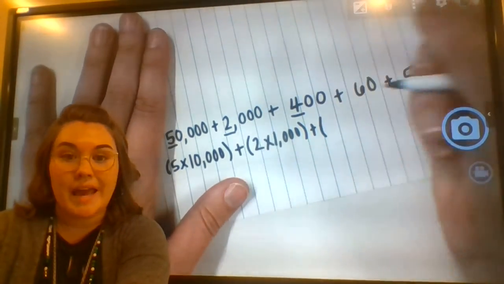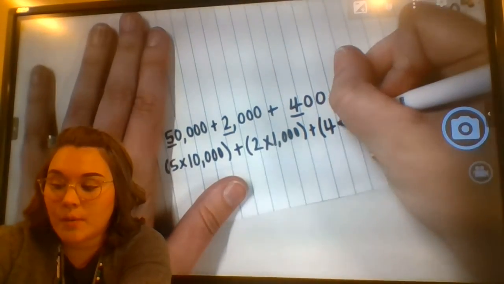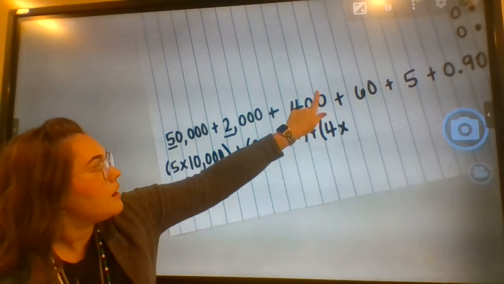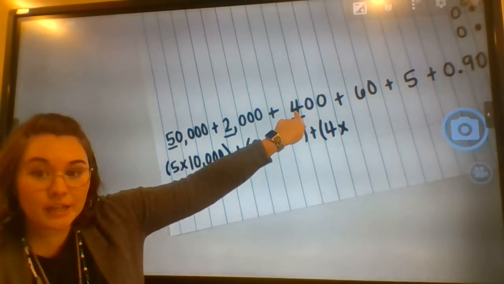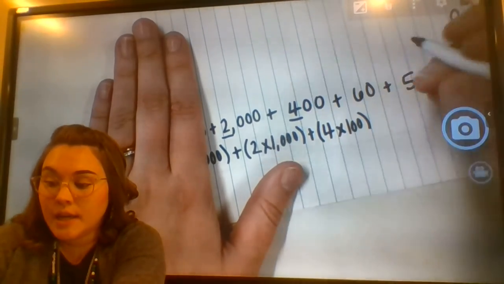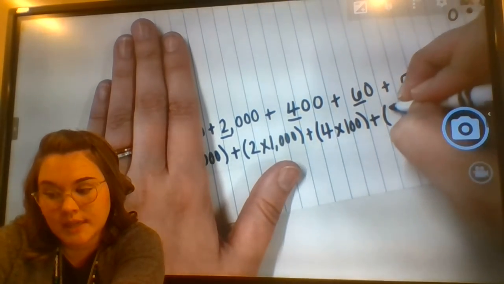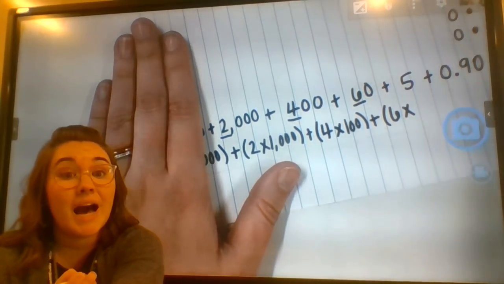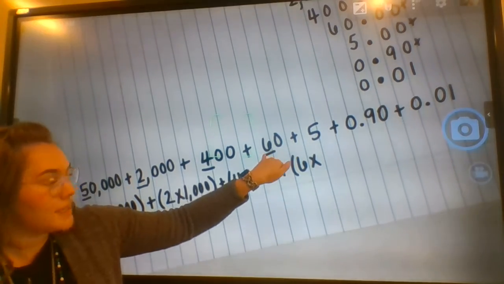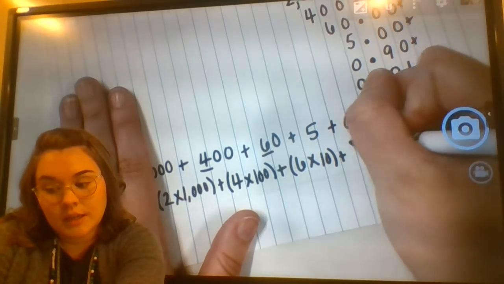You should be writing with me. We're going to bring down whatever number is first. So it's a 4 in this case. And we're going to multiply it by whatever place value that 4 is in. What place value is the 4 in? 1, 10, 100. So we are going to multiply it by 100. Then we're going to add it to, bring down whatever number is first. So we have a 6. And multiply it by whatever place value that 6 is in. So ones, tens. We're going to multiply it by 10 plus, can y'all do this one?